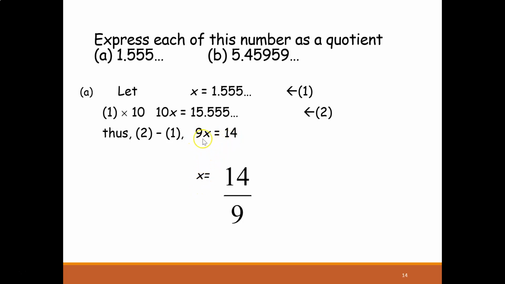So x equals, this 9 over here, we bring it to this side, it becomes 14 over 9. That's it, you get the answer. So this is in terms of quotient, dalam bentuk pecahan. This is in terms of repeating decimal. Nombor perpuluhan berulang. Okay, then let's see the second example. We have 5.45959.